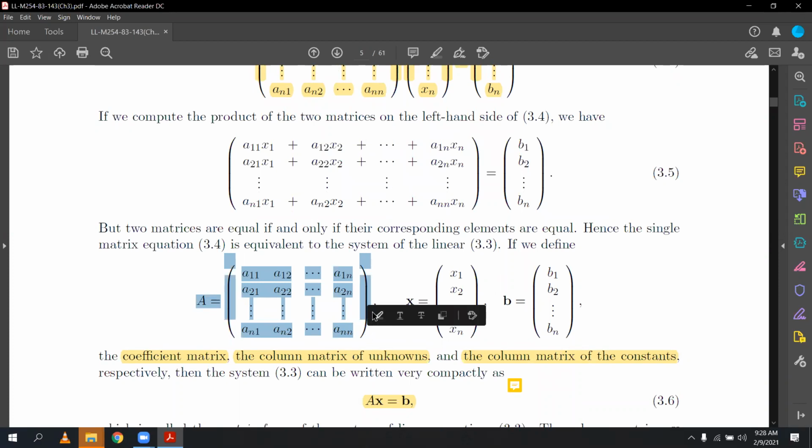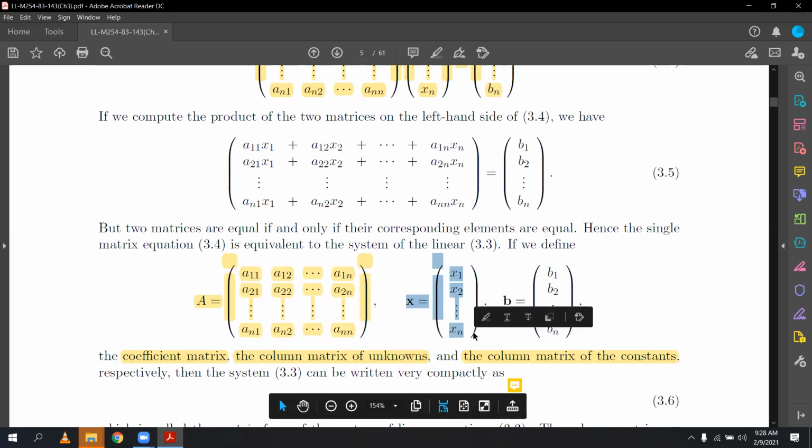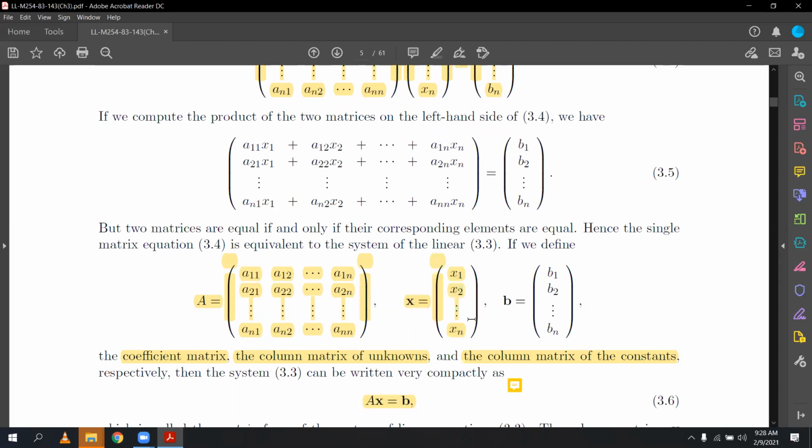This is my A. And what is A? I call A the coefficient matrix, always given by the teacher. What is this one? This is my unknown matrix, or column matrix. What does a column matrix mean? Column matrix means many rows but one column. That you have to find out.